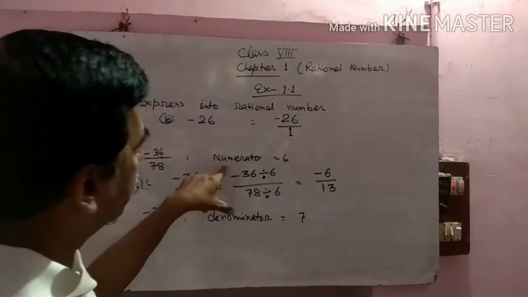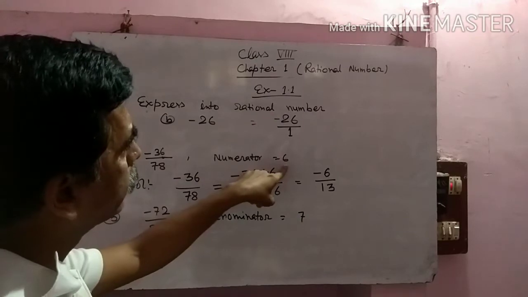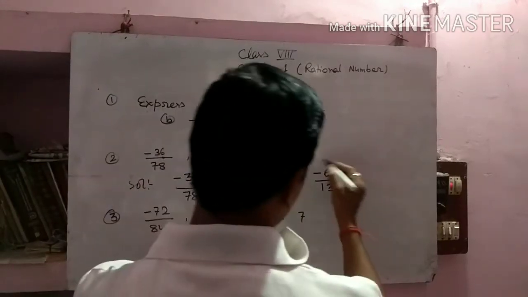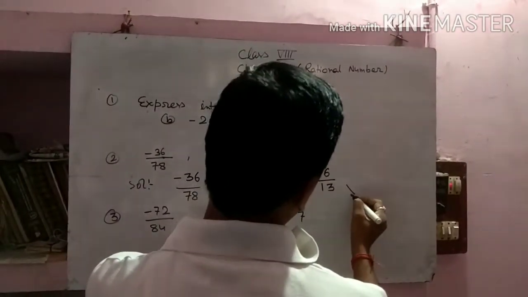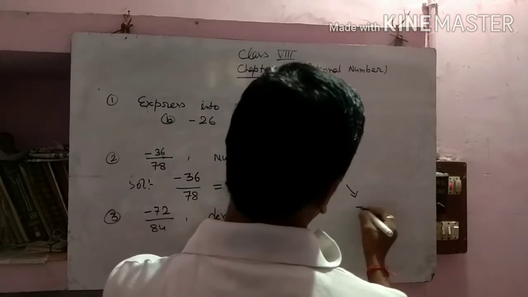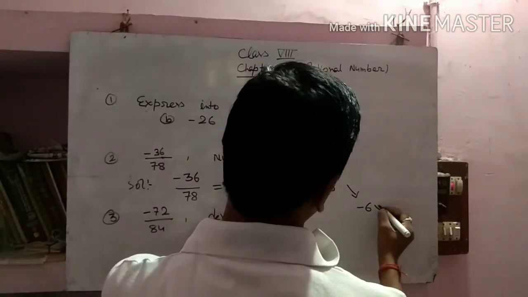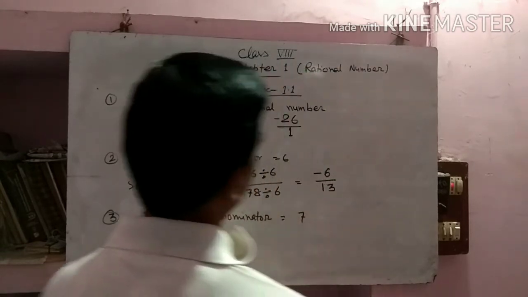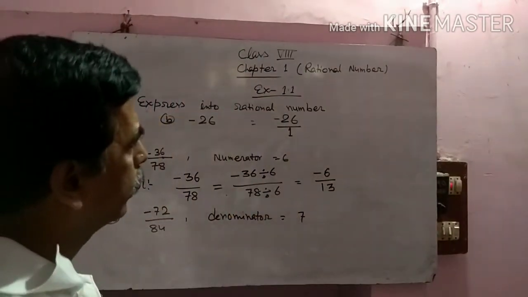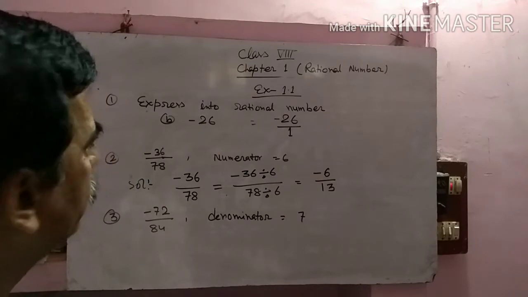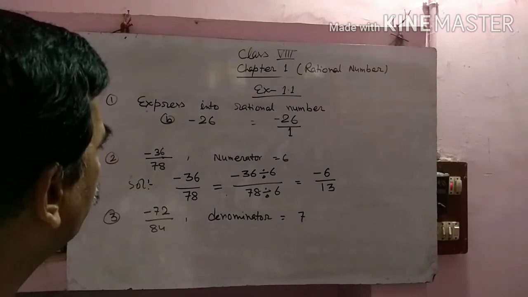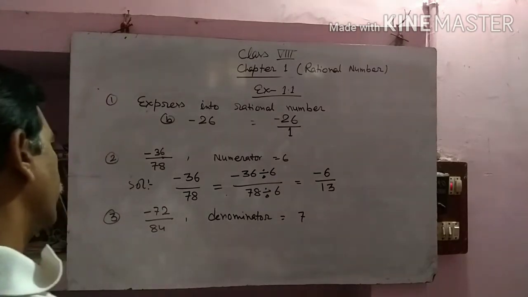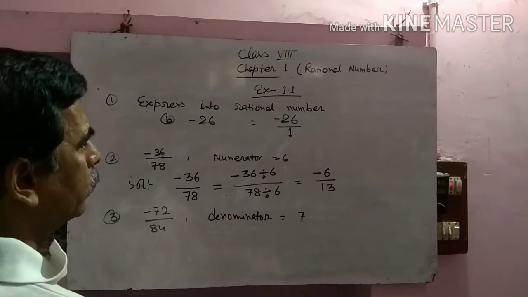And the second condition is that the numerator is 6. To get the other form, convert minus 6 and leave it, because it is not required to be written in standard form. You can write it like this. The numerator is 6, and the denominator is 13. Next question, question number 3, where the denominator is 7.